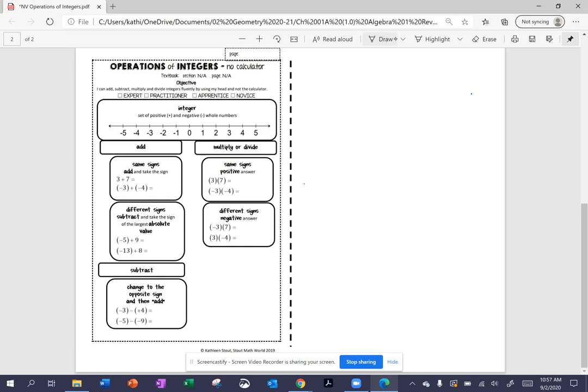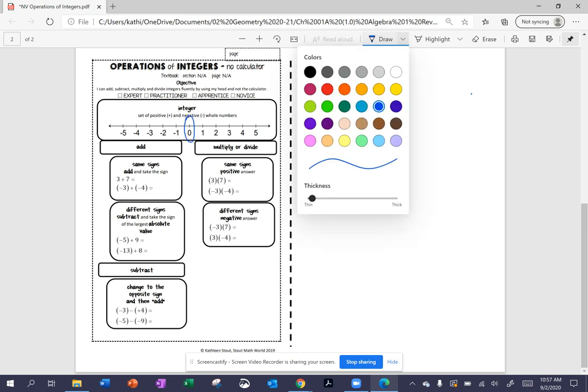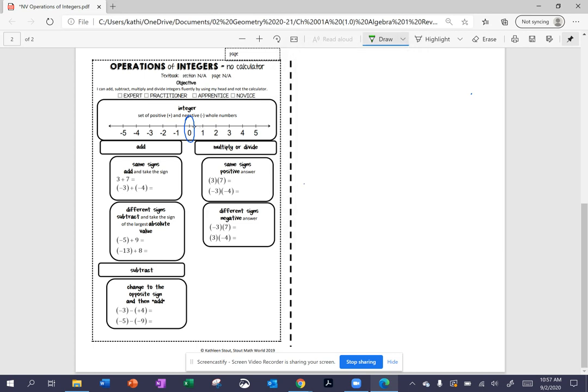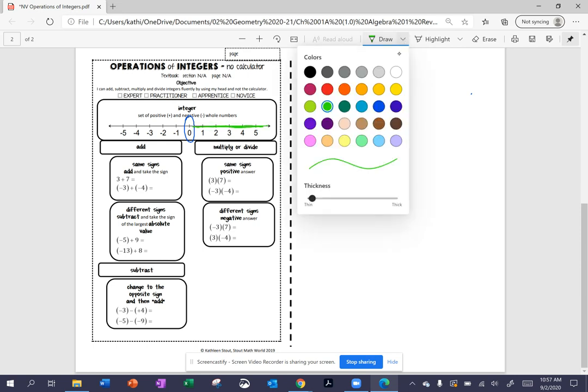So let's review. What is an integer? So an integer by definition is the set of all positive and negative whole numbers. So 0 is not positive and not negative. Anything to the right of 0 are my positive numbers. Anything to the left of 0 are my negative numbers.